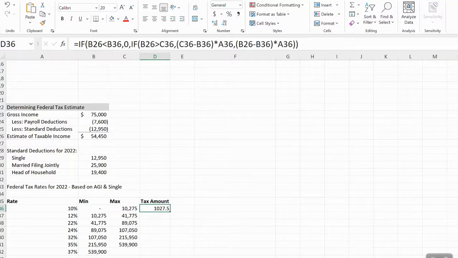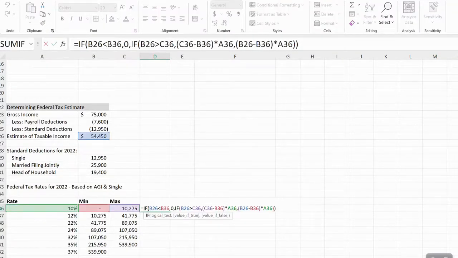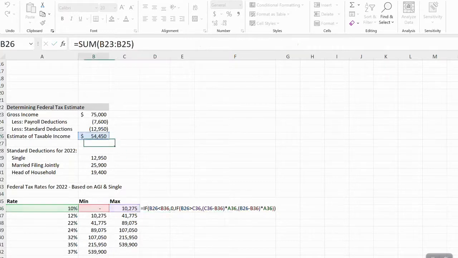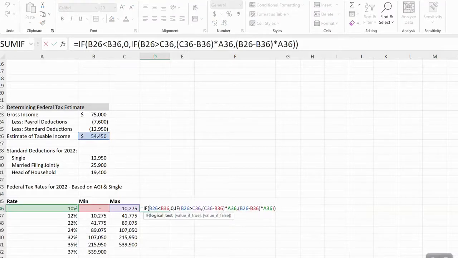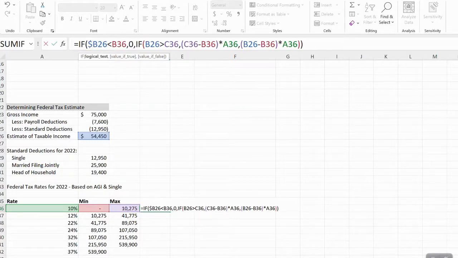And then what I need to do is copy this down. Now, things I have to look at is as I copy it down, I definitely want in the next row for it to update to 12%, 10,275, and 41,75. But I don't want this reference to my estimate of taxable income to change. So to do that, I need to put dollar signs on my numbers to make that number hard keyed. So B26. So I'm going to come up to my formula and I have two options. One option, the simplest, is you literally put a dollar sign in front of B and 26. So as I copy this down, the B and the 26 don't change.